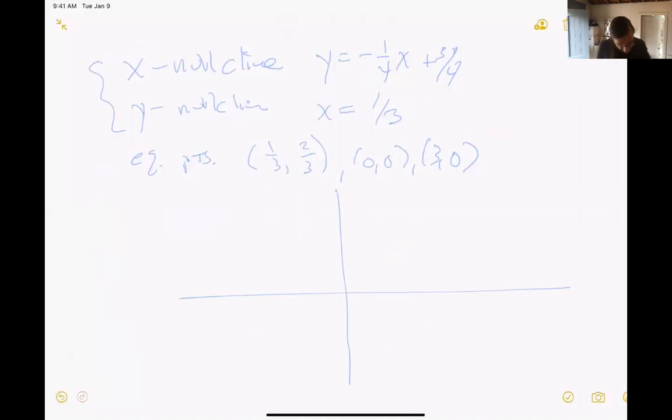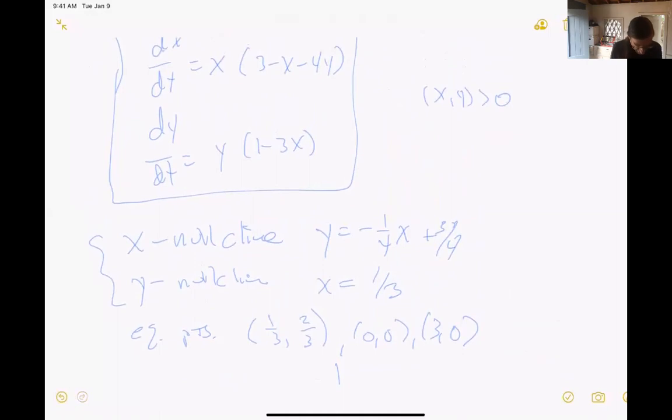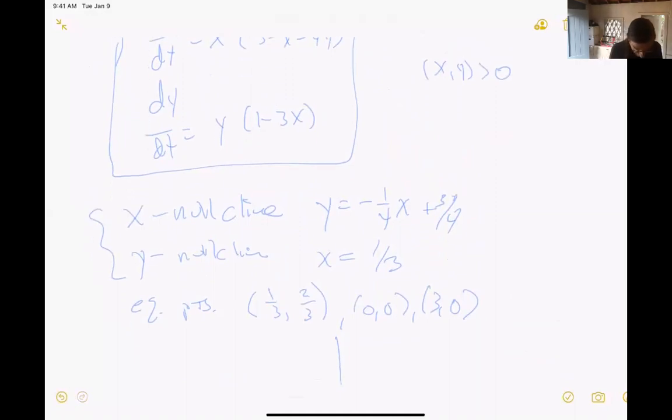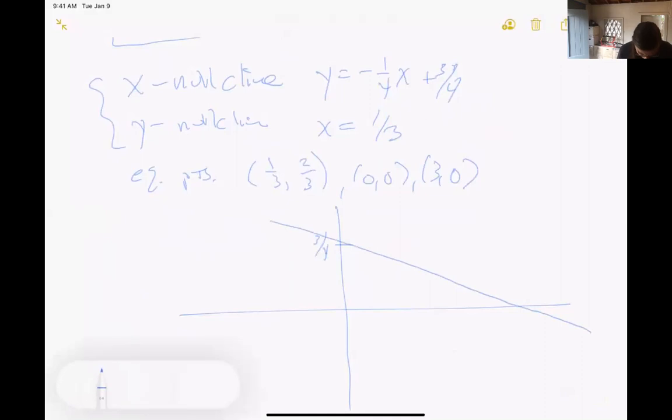So we've got the x nullcline. Amber, those are the places you found where dx/dt equals 0. So when dx/dt is 0, all the vectors are going to be vertical. So we've got to draw this. It has a y-intercept of 3/4 and a negative slope of negative 1/4, which is pretty shallow. And all along here, the vectors are all going to be vertical.